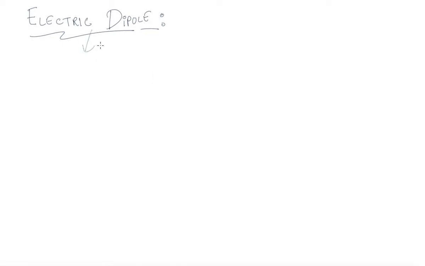Now let's define an electric dipole. Suppose this is a charge that is plus q and it is separated by a distance, let's take this to be twice a. This is minus q. So an electric dipole is defined as a pair of equal and opposite point charges. These are point charges.